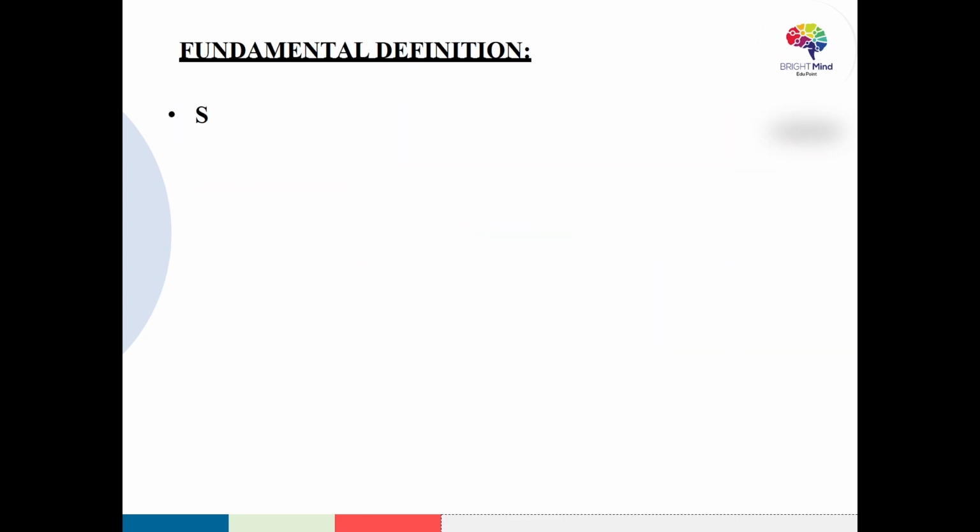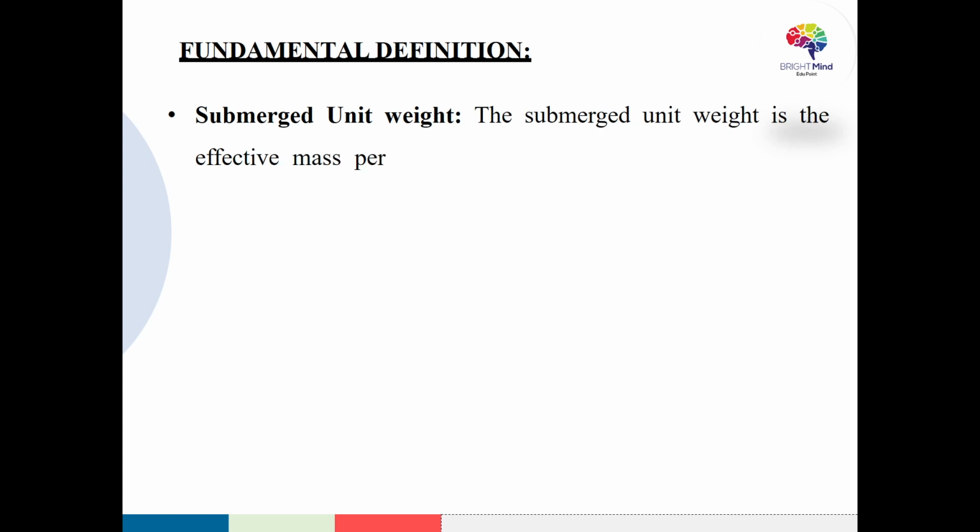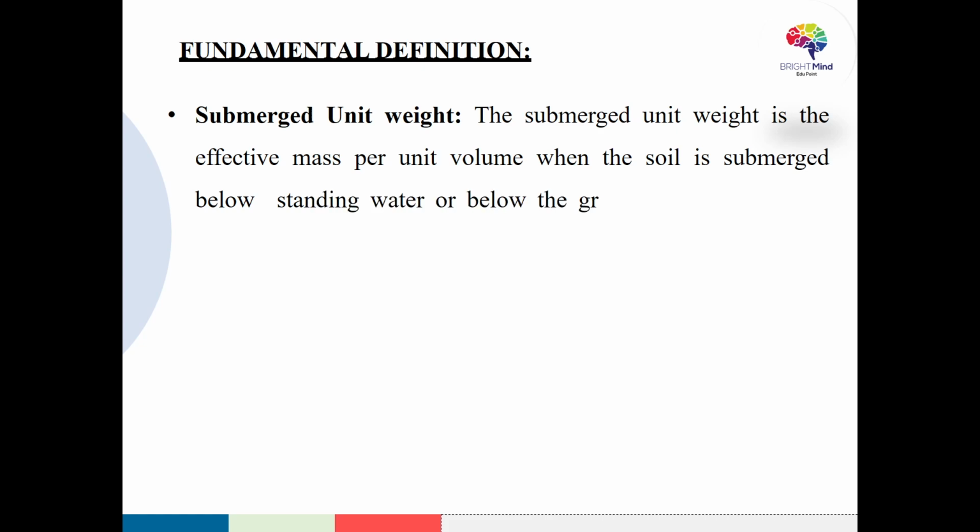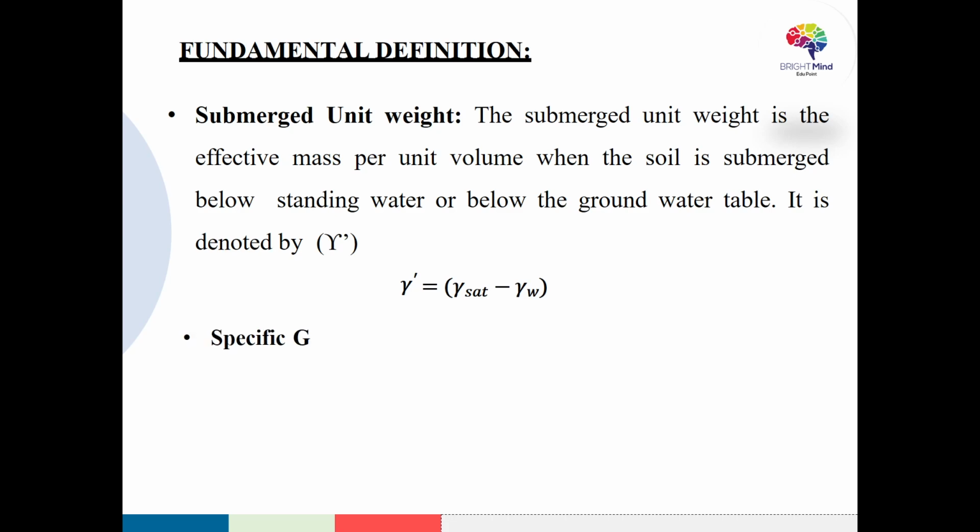So the next definition is the submerged unit weight. Submerged unit weight is basically the effective mass per unit volume when the soil is submerged below the standing water or below the groundwater table. It is denoted by rho dash, and it is equal to rho sat minus rho w.